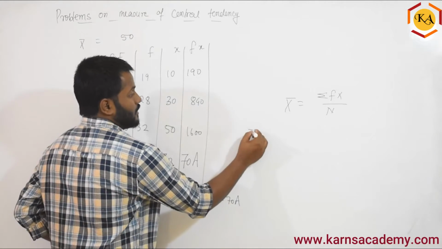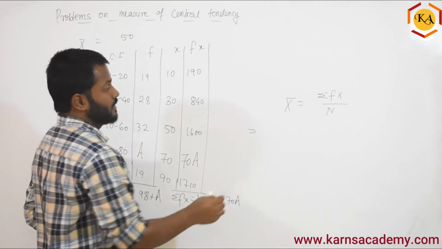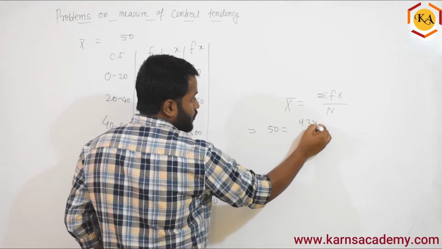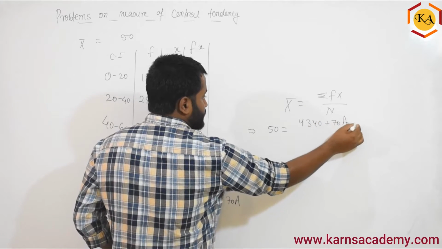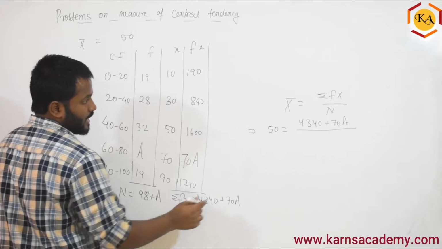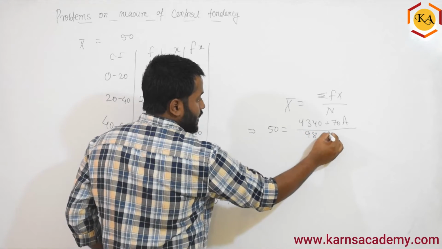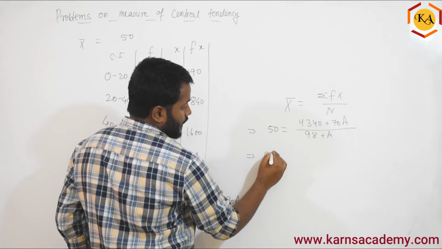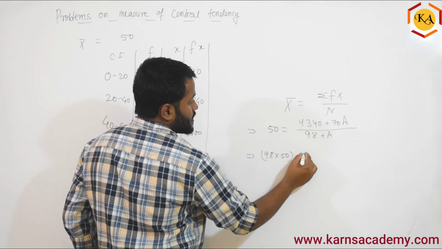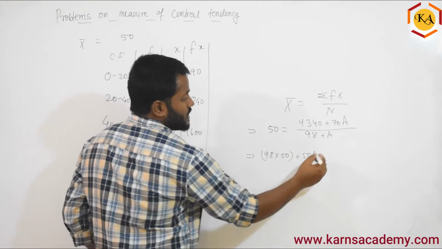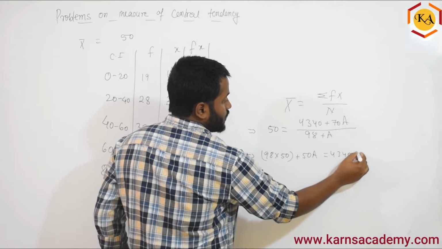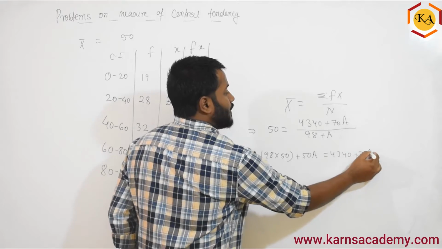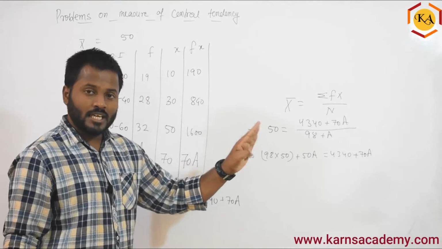How do we do that? Let's see. Mean value already they have given 50. So 50 is equal to summation fx, this part, that is 4340 plus 70a, divided by n, which is 98 plus a. Let's do the cross multiplication. This entire thing will multiply with 50. So 98 into 50 plus 50a is equal to 4340 plus 70a.